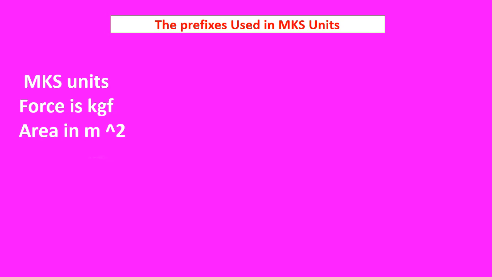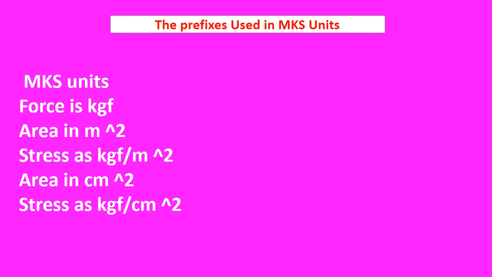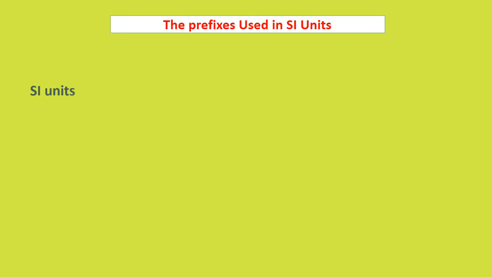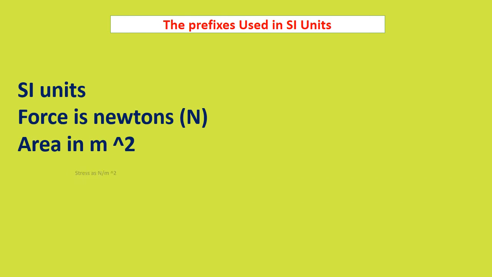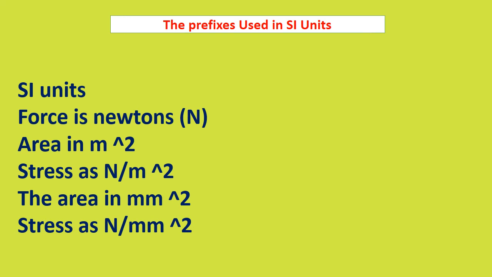In MKS units, the force is expressed in kgf and area in meter square. Hence, the unit of stress becomes kgf per meter square. If area is expressed in centimeter square, the stress is expressed as kgf per centimeter square. In the SI units, the force is expressed in newtons and area is expressed in meter square. Hence, the unit of stress becomes Newton per meter square. The area is also expressed in millimeter square. Then the unit of stress becomes Newton per millimeter square.